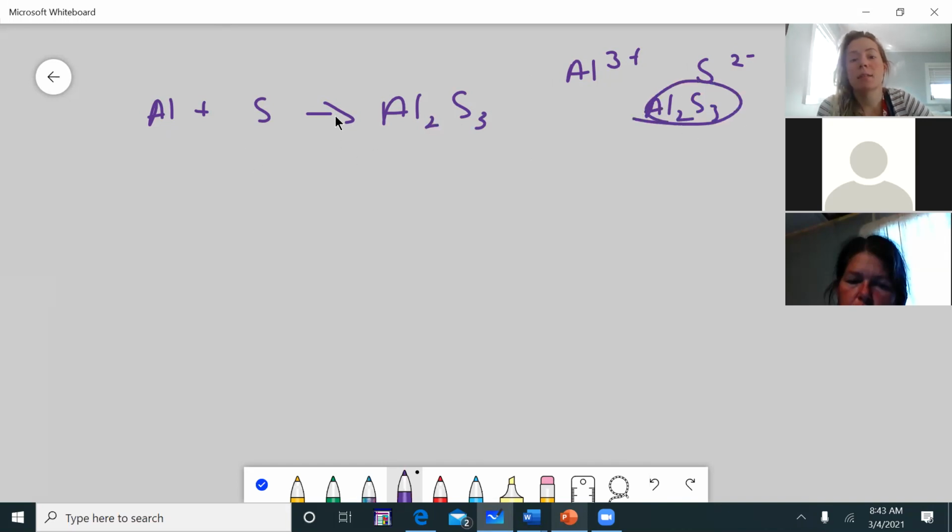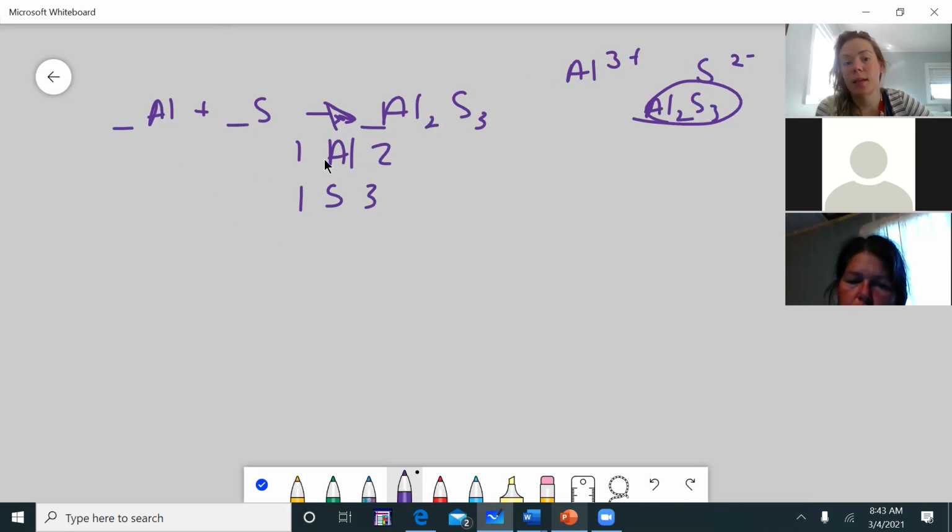So when looking at this, first thing we want to do is I like to put all the elements that are present. So I have aluminum and I have sulfur. Then I'm going to count them up. So aluminum on this side, I have 1. Sulfur on this side, I have 1. Aluminum on this side, I have 2. Sulfur on this side, I have 3.